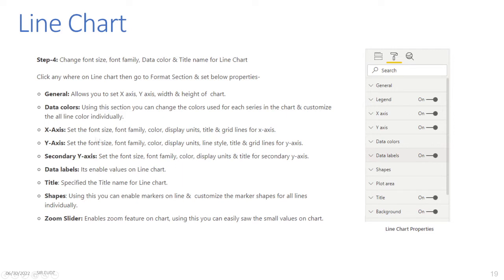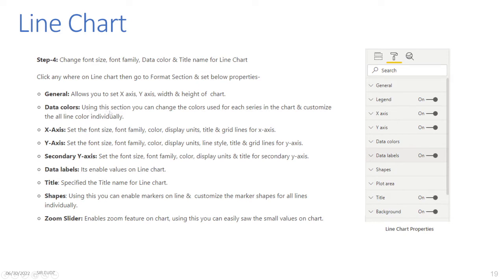Then number 4, we format, we change font size, font family, data color, title name for line chart. So there are some new properties here. So let's try to look at the properties. Again, general allows you to set x-axis, y-axis, width, and height of chart.